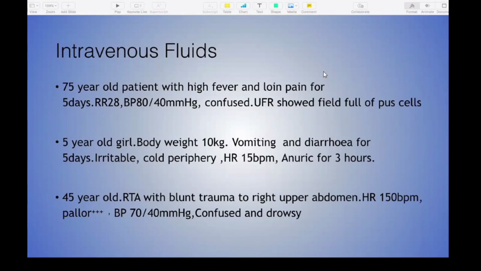You are getting these patients, and most of the time you might not manage them alone. You might give a call to the senior registrar or consultant. He might ask you to give some fluid. This patient needs some fluid, can you give some fluid? If he asks that question, what are the questions you have? What is your thinking process?